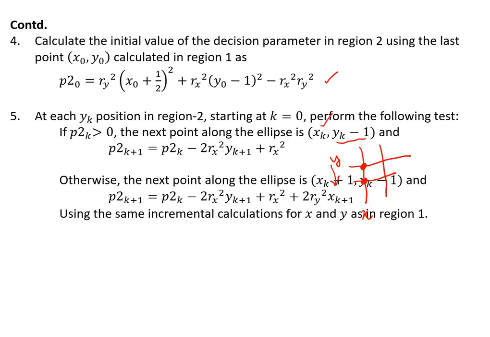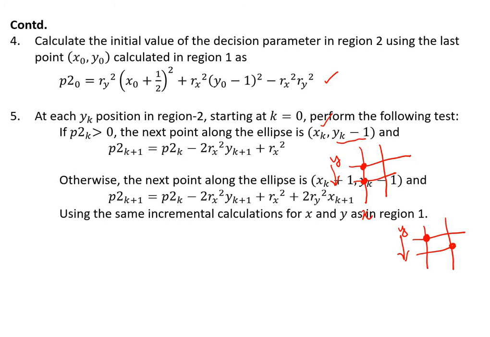Otherwise, we will take xk plus 1. So otherwise, we are already here. If p2k is less than or equal to 0, the next step we are going to take is here. Y will decrease no matter what, but whether we increase on the x-axis depends on the decision parameter p2k.